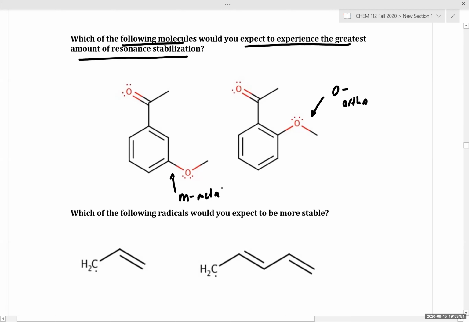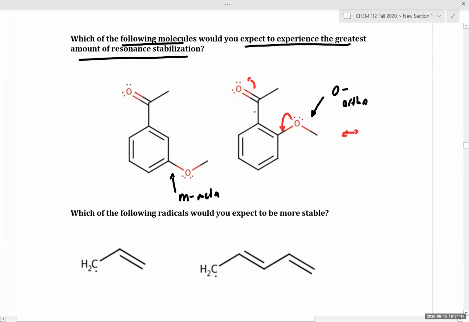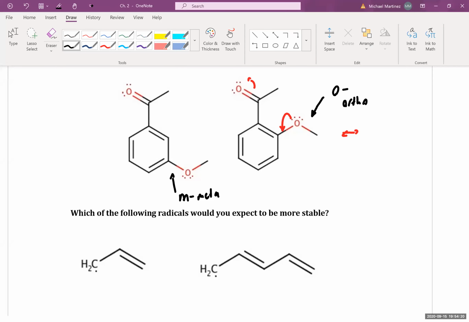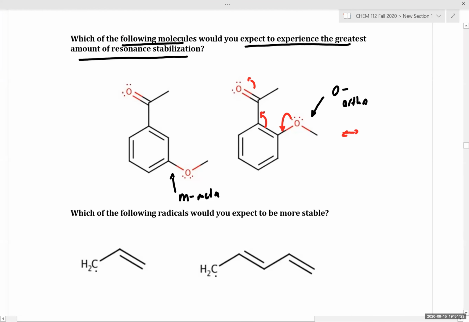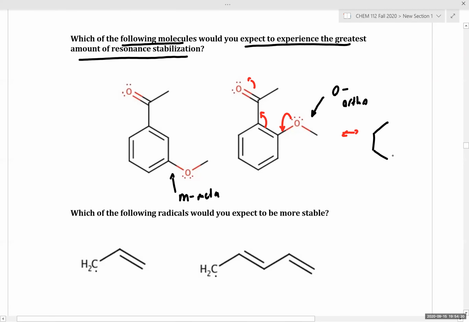There is a huge difference in stability and reactivity of ortho versus meta substituents. So let's look and see, why is that? Well, in the ortho substituent, we can kick our electron density down and delocalize our electron density up into our carbonyl. Let's just keep it straightforward for now. So we can delocalize our electron density on our ortho oxygen atom into our aromatic ring and up into our ketone.